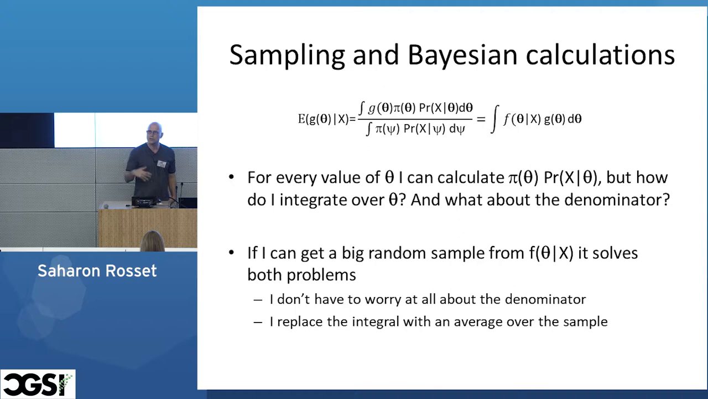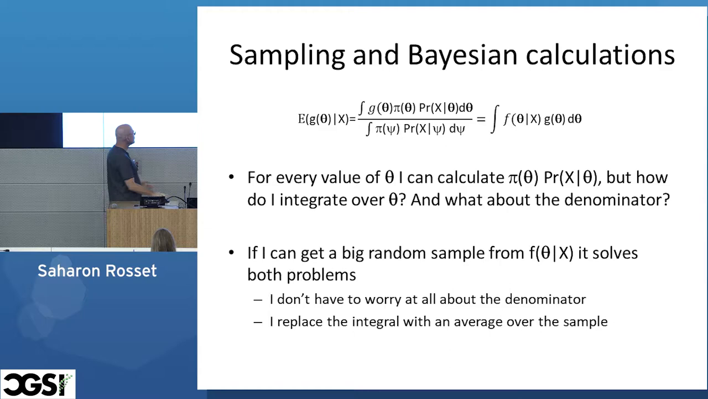So what's a random sample from f of theta given x? That's a bunch of theta vectors that are sampled according to that posterior distribution. And why is it very useful to get a random sample from a distribution when you want to calculate an expectation? Because once you have a random sample, you can replace that integral with an average, right? And just for each of my samples, I know f.